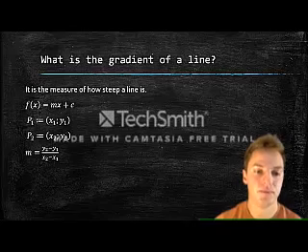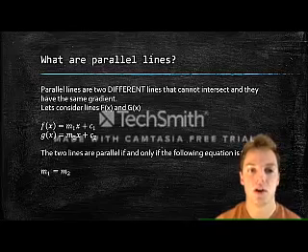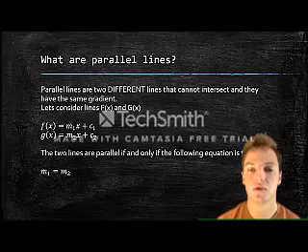Okay, moving on. What are parallel lines? Parallel lines are two different lines that cannot intersect, and they have the same gradient. Please think about why I said different lines and not the same line, because if a line is the same as the other line, then they're not parallel, they are the same line. So that's why I'm saying different.